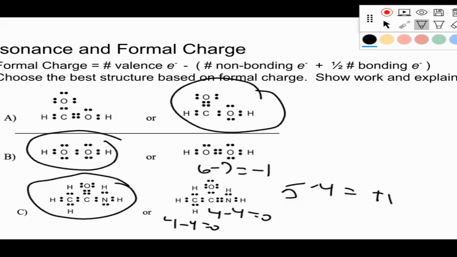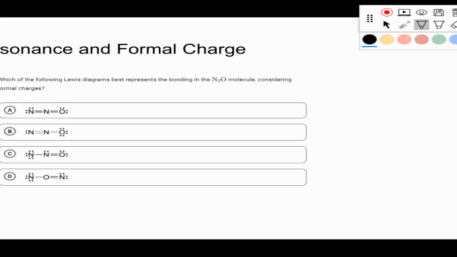So let's look at one more question. This is how AP would give it to you. Which of the following Lewis structures best represents the bonding in the N2O molecule considering formal charges? Let's go through and do all of them and decide which one's best. So if I look at this first one, I'm going to do my numbers over here on the side because I'm not going to have room above or below.